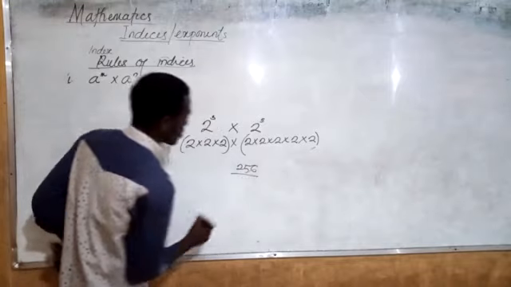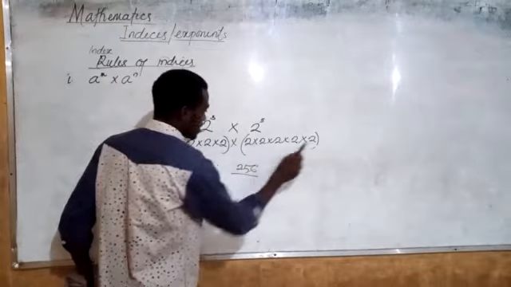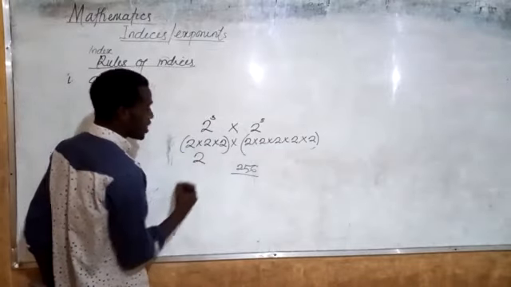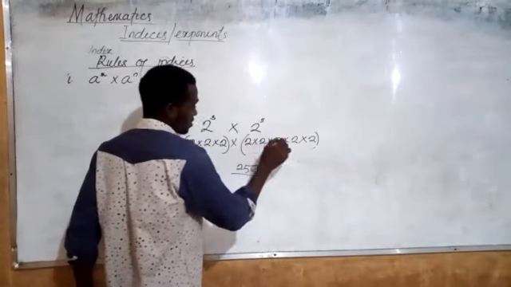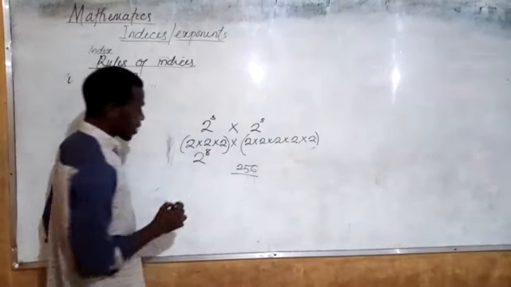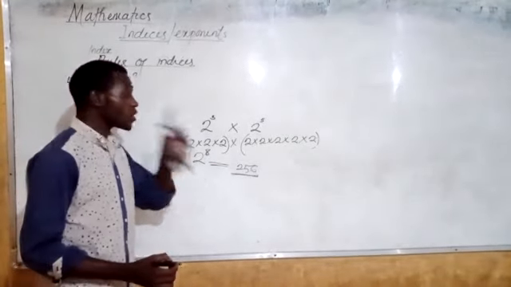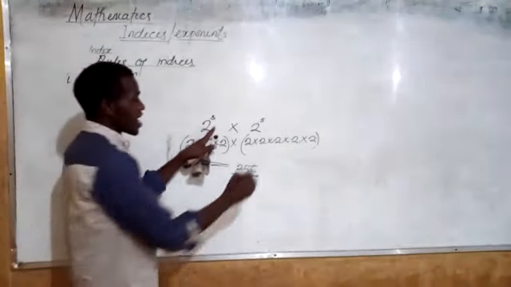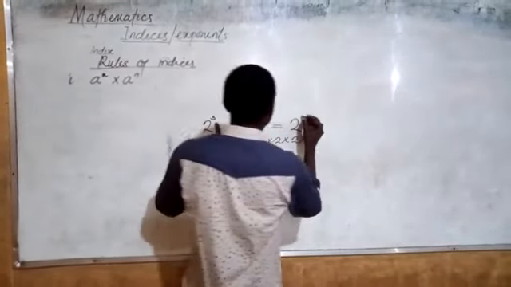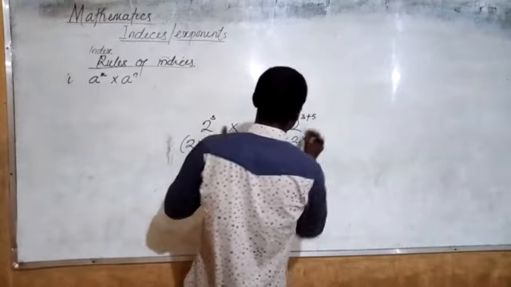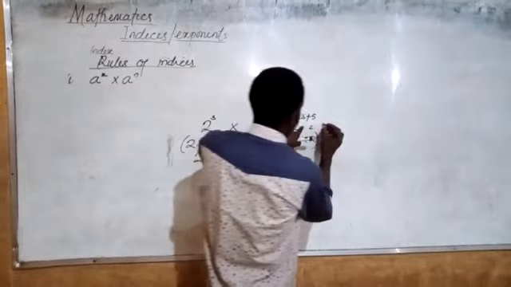But before we arrive at 256, notice that we just multiply this by this by this by this by this by this. It means that we have 2 in how many places? We have 2 in 1, 2, 3, 4, 5, 6, 7, 8 places, which translates to 256. Now, this could just be gotten if we had simply taken one of these bases and added the powers, the exponents. So the principle says that here we're going to have 2 raised to the power of 8.